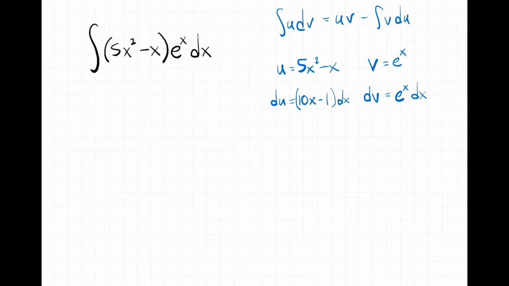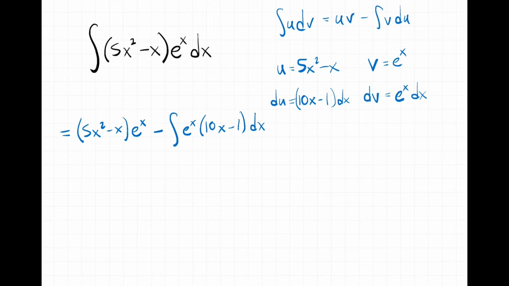So our new version of our integral, this integral equals u times v, that's 5x squared minus x, times e to the x, that's our u times v, minus the integral of v du. Our v is e to the x, and our du is 10x minus 1 dx.